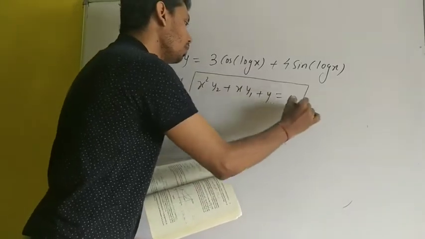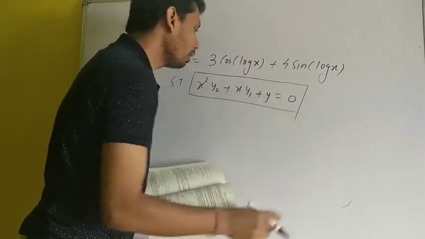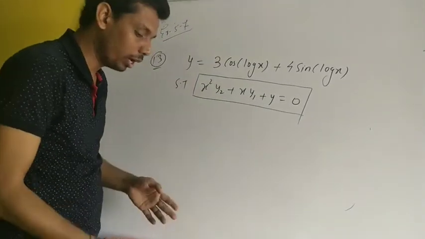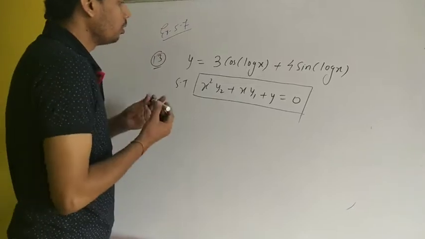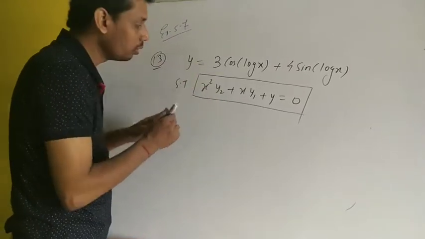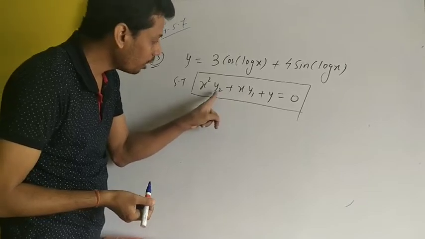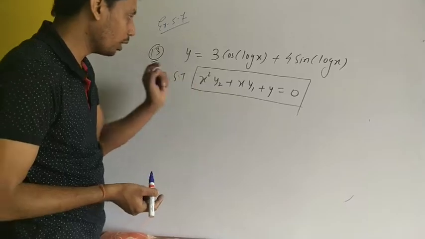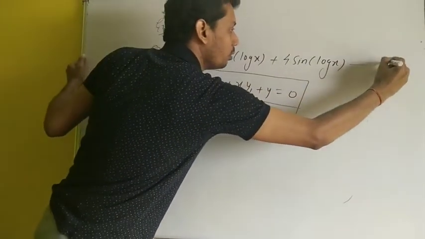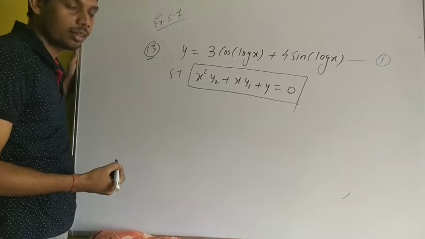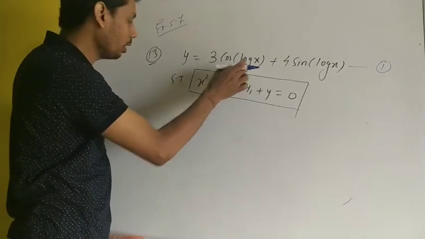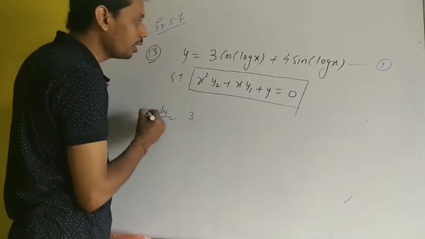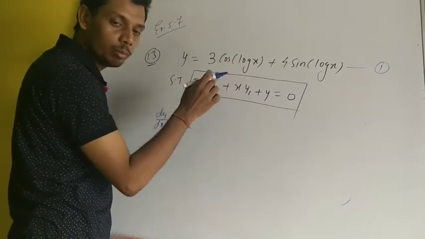You all are familiar with the notation as I have explained to you earlier, that y1 means dy by dx, and y2 means d square y by dx square. Now this is given and this we have to prove. So we need to determine the value of y1 as well as y2, that is dy by dx as well as d square y by dx square. So let us assume this as equation 1 and differentiate this with respect to x. Differentiation of y with respect to x is dy by dx. Now 3 is constant. The differentiation of cos theta is what? Minus sin theta.